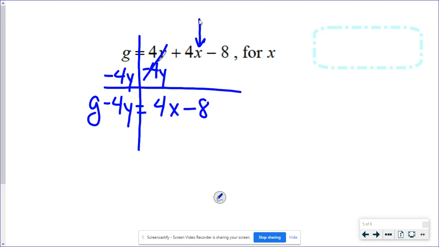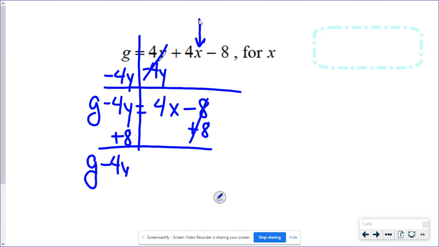And I would next try to get rid of the 8. So to get rid of subtracting 8, I would add 8 to both sides. And again, it doesn't match with any of the other stuff. So I would just have, now it's getting to be kind of a long line, g minus 4y plus 8 equals 4x. And here's my vertical line. I still have to get rid of the 4. So I would divide by 4.